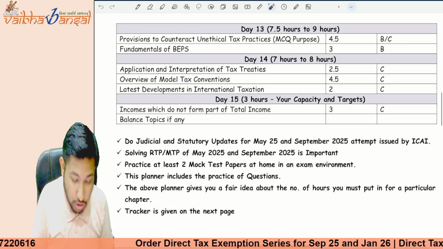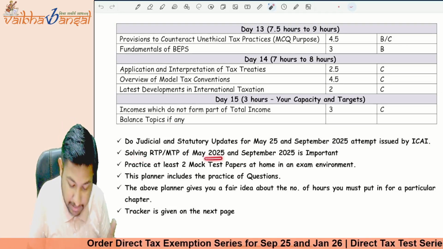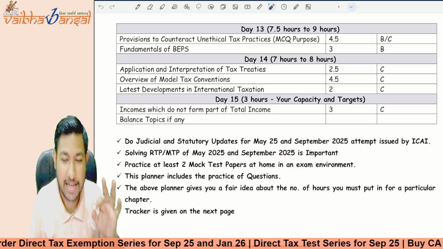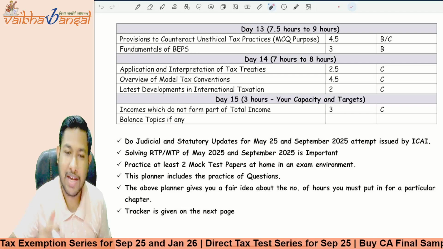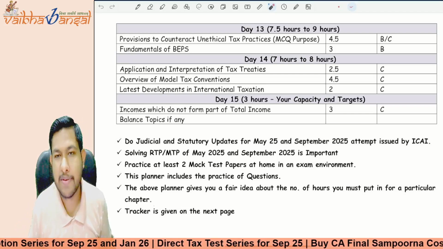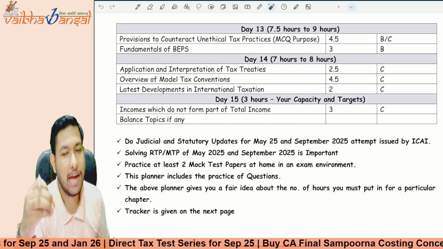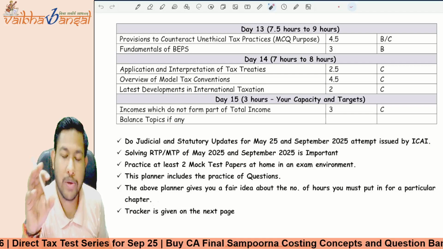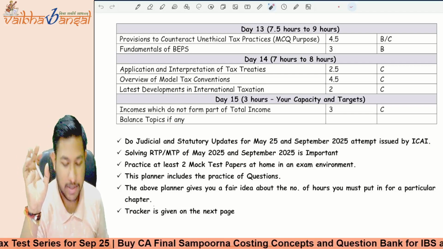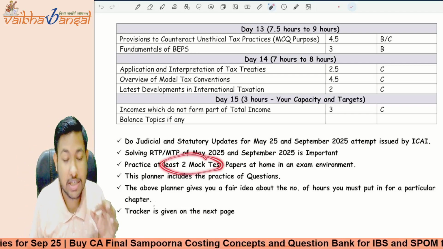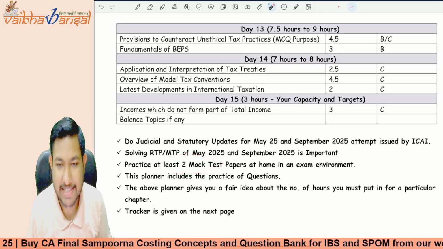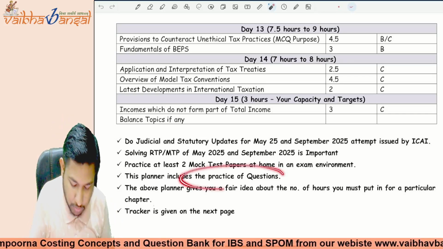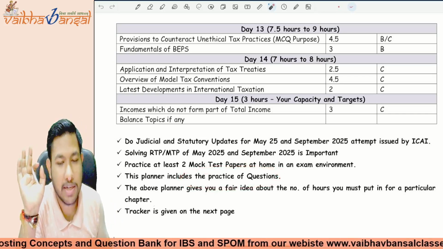Then solving the RTP and MTP of the September 25 and the May 25 attempt is extremely important. Whenever the September 25 RTP and MTP are released, I am also going to make a video on solving all the questions of the RTP and the MTPs. You have to practice at least 2 mock tests at home in an exam environment before your exams, and this planner also includes the practice of questions that I have already mentioned.